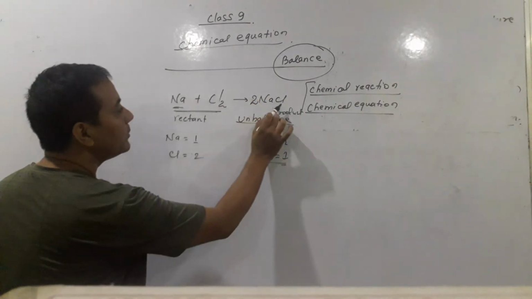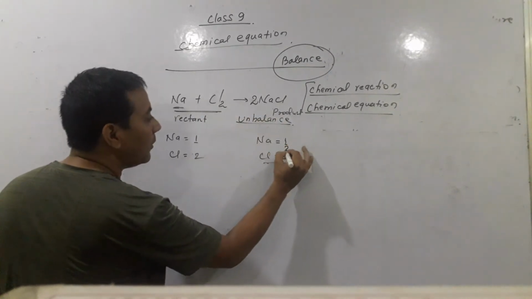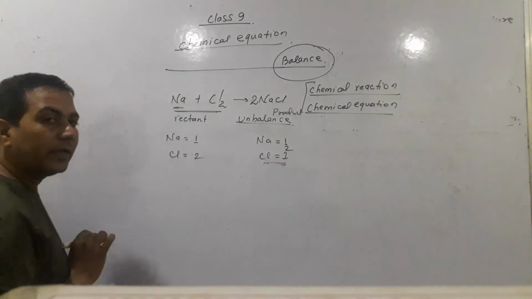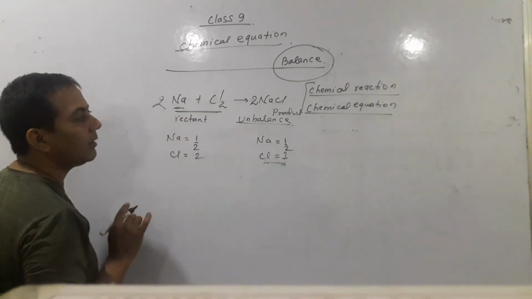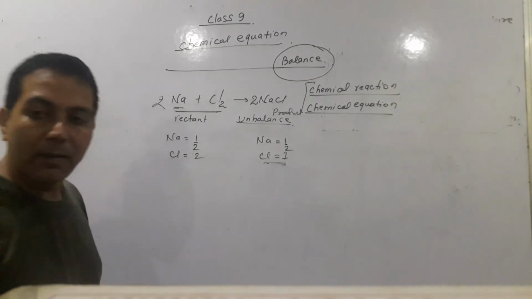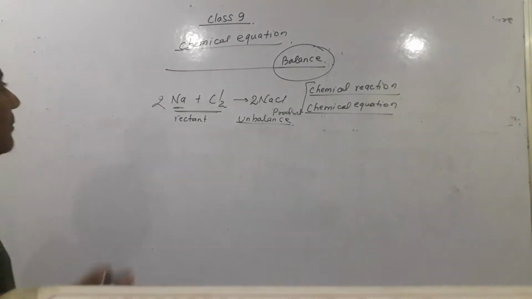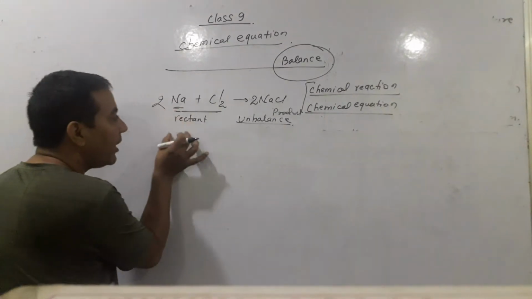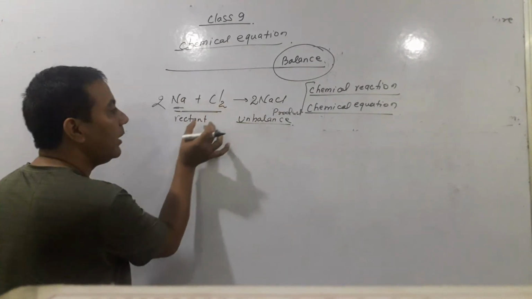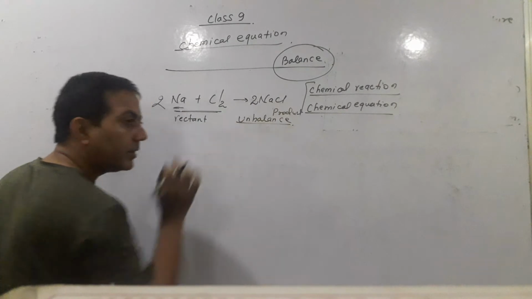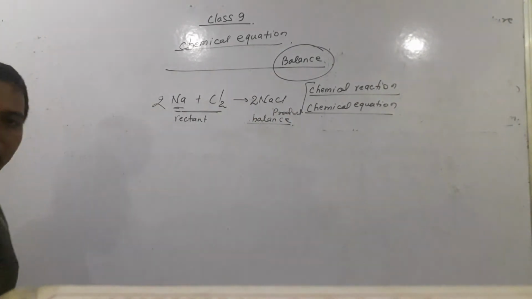Then the chlorine is balanced, but sodium, what happened? Sodium product is 2, but reactant is 1. Therefore we will put here 2. Then that will be now a balanced equation. Why balanced? Because the number of sodium atoms in reactants and the product is equal. The number of chlorine in reactants and product is equal. Therefore, now it can be said as a balanced equation.